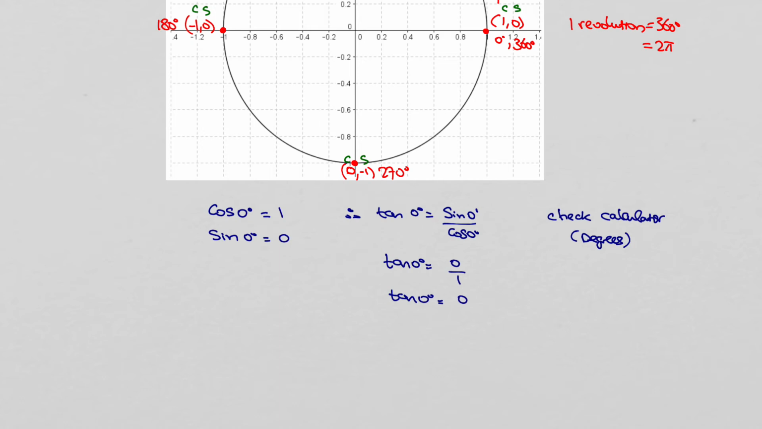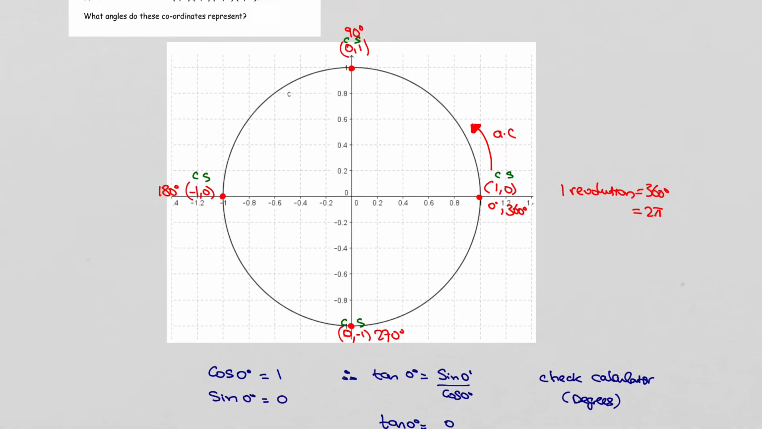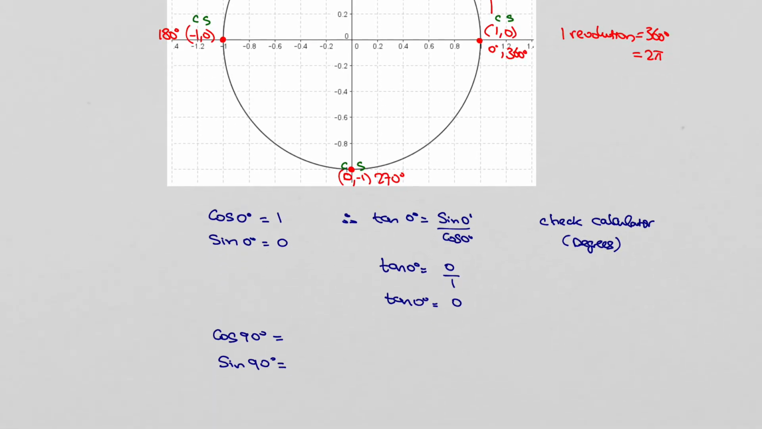So now I can do the same for 90 degrees. If I get cos of 90 and sine of 90 just by looking at the unit circle, cos of 90 is the x-coordinate, and the x-coordinate is 0, and the y-coordinate is 1. So cos of 90 is 0 and sine of 90 is 1. And therefore, tan of 90 is going to be sine 90, which is 1, divided by cos 90, which is 0. But 1 divided by 0 isn't possible. So we say that tan of 90 is undefined.